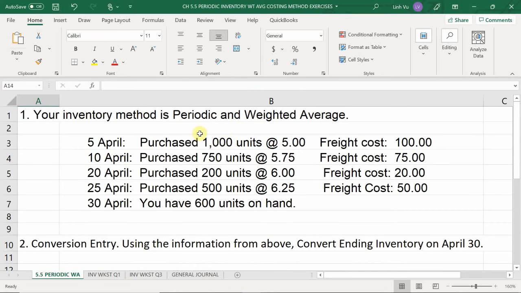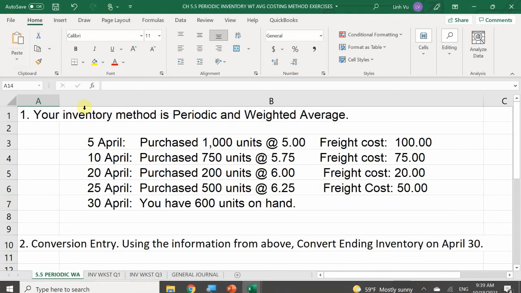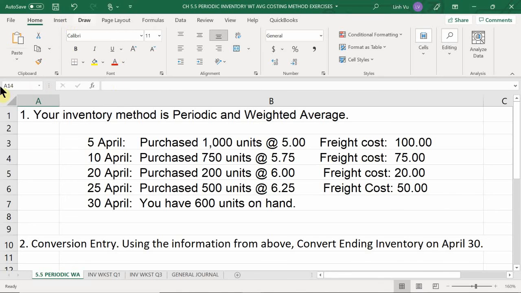You're going to purchase 1,000 toys at $5 each with the freight of 100. We've been doing this rinse and repeat over and over again. But this time, what I want you to do is plug them into the worksheets and only journalize the conversion entry, because, again, we've already done journalizing for these transactions. We did it 6 times already. So let's go ahead and dive right into the very first one.